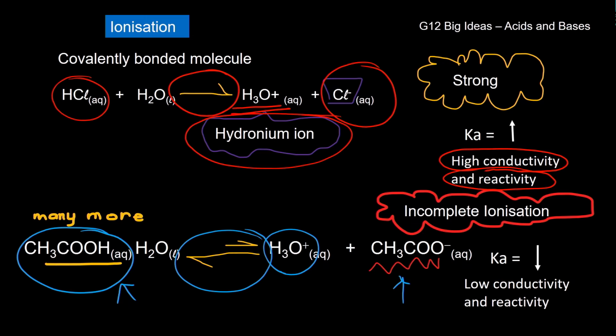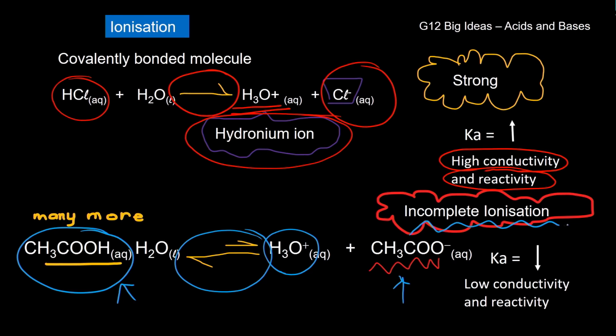And so the Ka value is going to be low, and it's going to be less than 1. So it has got a low concentration of ions in this form. It means that the conductivity is going to be low, and it's not going to react that well. So what about a weak acid? It has got incomplete ionization, whereas a strong acid is complete ionization.